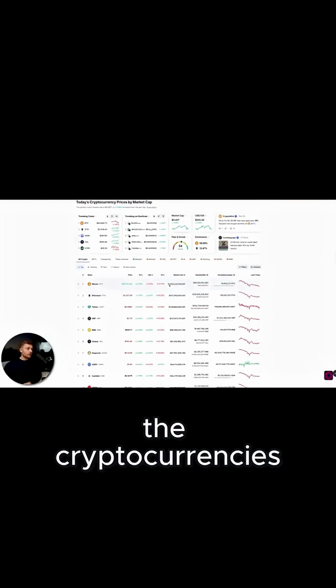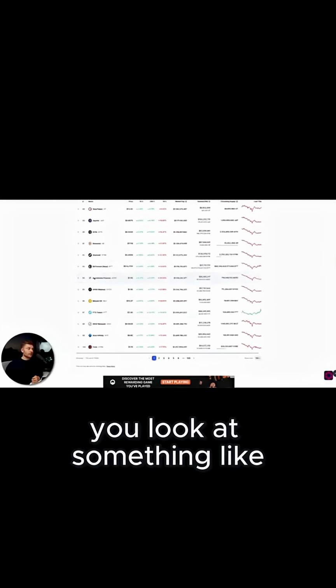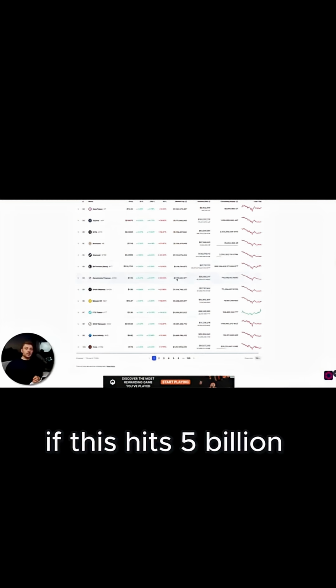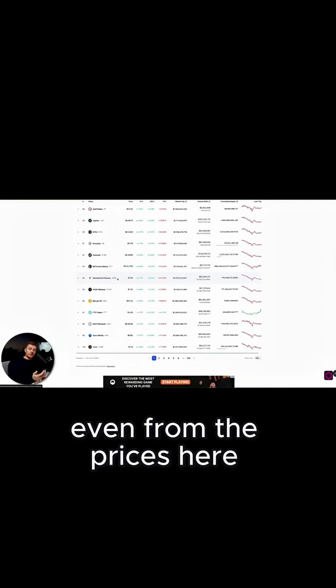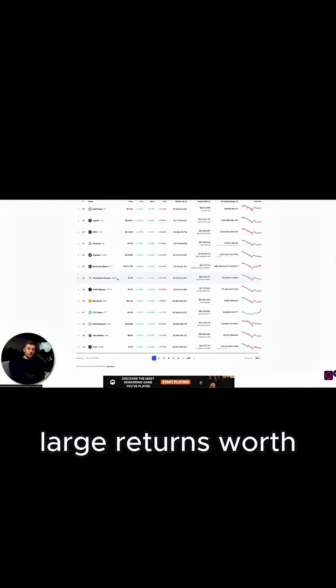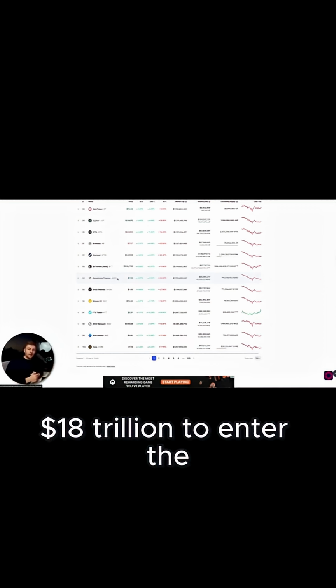Fundamentally, the larger the cryptocurrencies, market cap wise, the way more money that needs to be added into it for it to even double. Like for Bitcoin to double, we have to see nearly $2 trillion more dollars enter the market. Or if we look at something like Aerodrome, this has 1.1 billion in market cap, in which case, if this hits 5 billion, 10 billion, that's a 5 to 10x even from the prices here, in which case it takes a lot less total capital in order to get these large returns. Where if you get a 10x on Bitcoin, you literally need $18 trillion to enter the market.